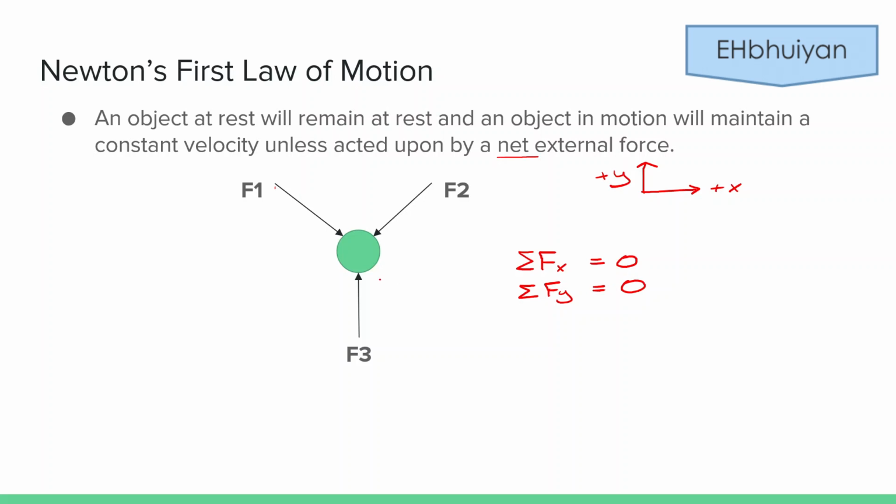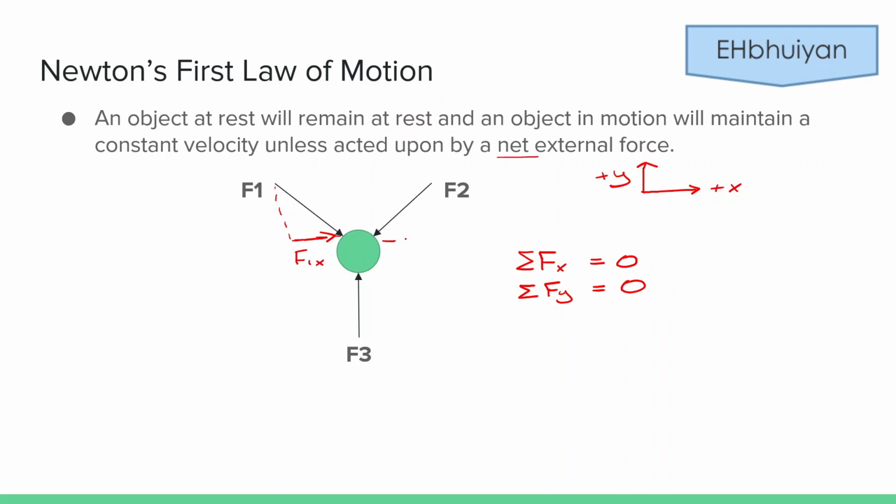So what forces do we have in the x direction? Well, F1 is pointing down and to the right. So this has an x component that is pointing to the right. So there's an x component of the F1 force.